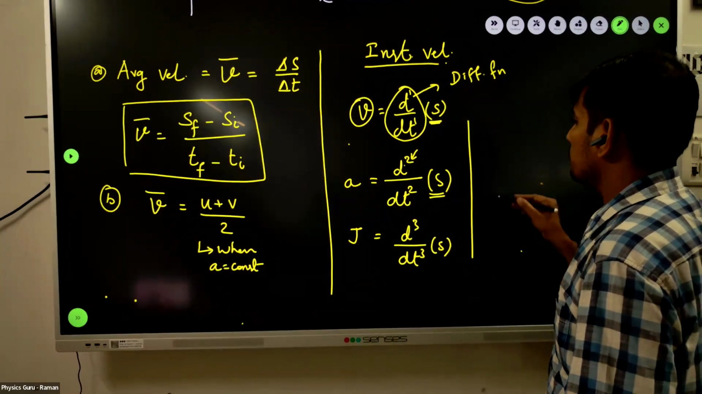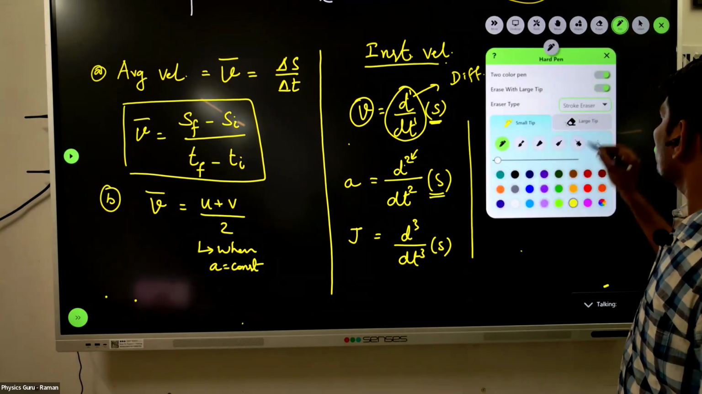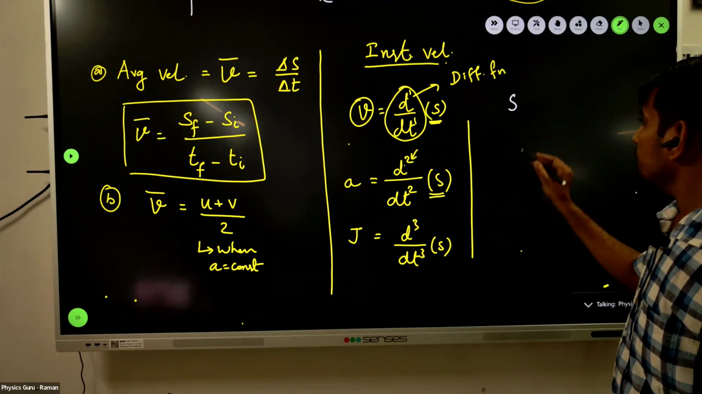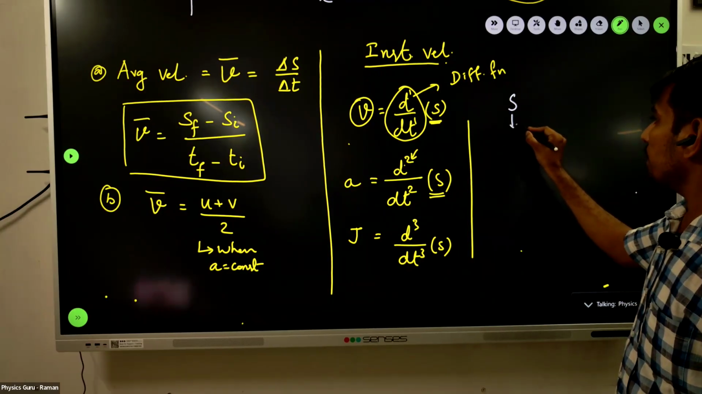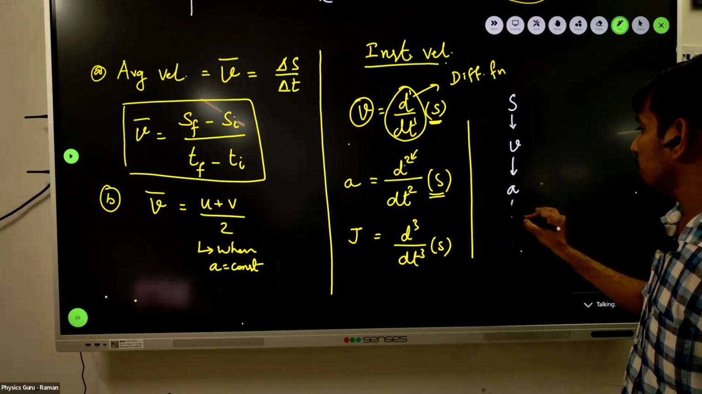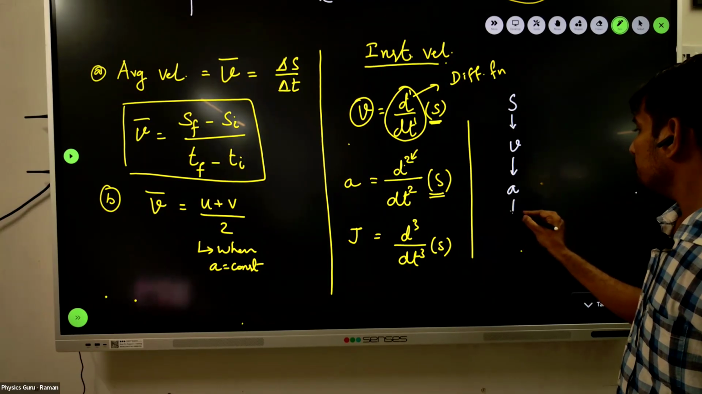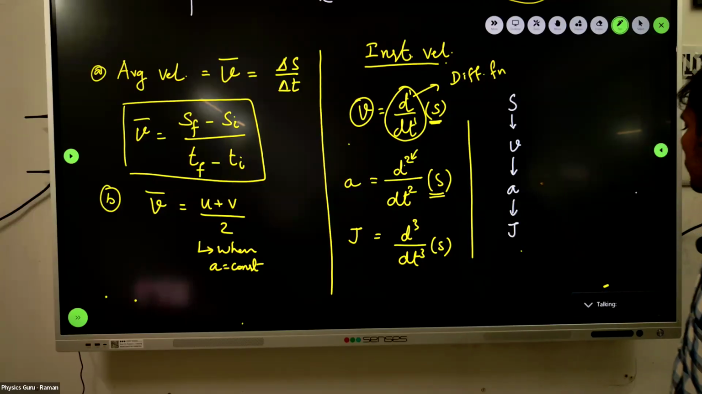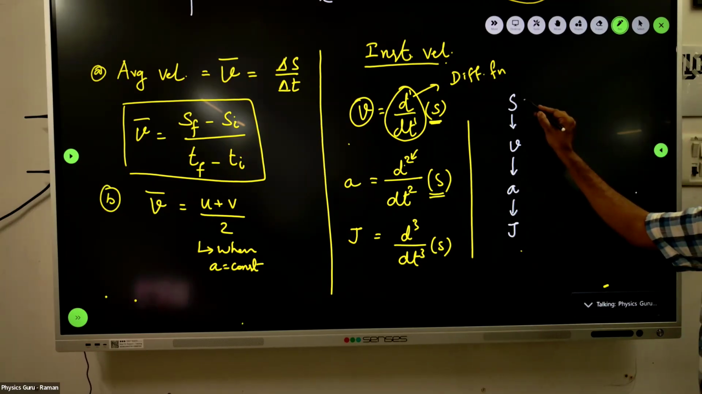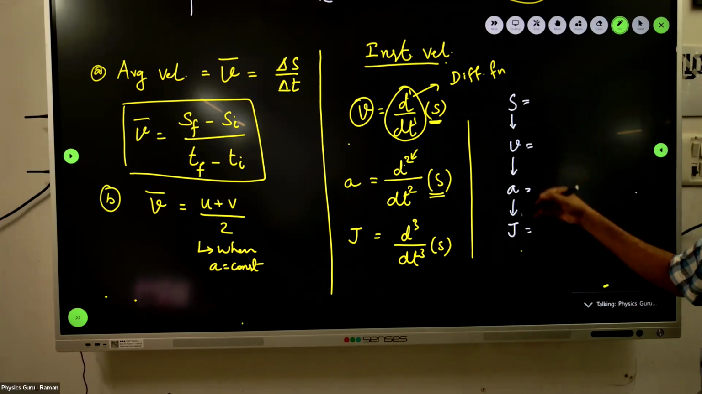Okay, so let's watch how we travel from where to where. First is displacement. From displacement we travel to velocity. From velocity we go to acceleration. From acceleration we go to jerk. This is the way we go. Now if I know this information, what can I do? I can keep writing all the other information.